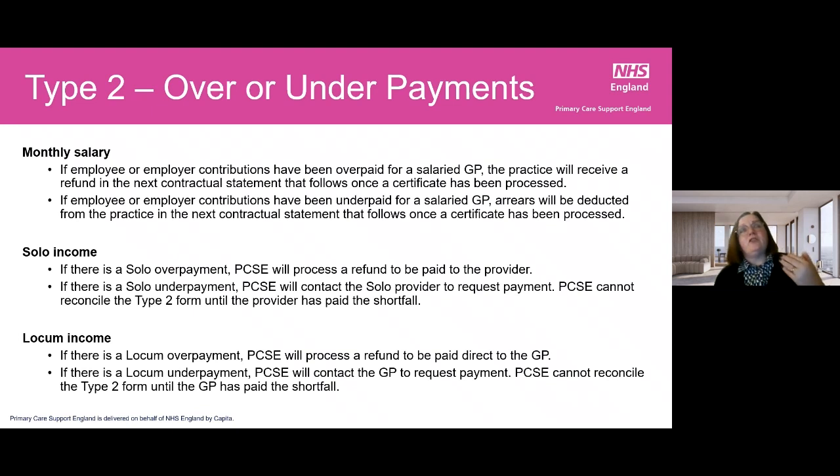And then if it turns out that there's an underpayment of solo contributions, then again PCSE will contact the provider direct. That provider is requested to make the payment, and of course, unfortunately, until we have that full reconciliation completed and any shortfall payments have been made and processed, the type 2 form can't be finalised. We do correspond a lot with solo providers, so that might be an out of hours provider, but of course it could be you might work as a clinical leader board member for an ICB, etc. So there's also reconciliation that needs to go on there for them to confirm back to PCSE as well.